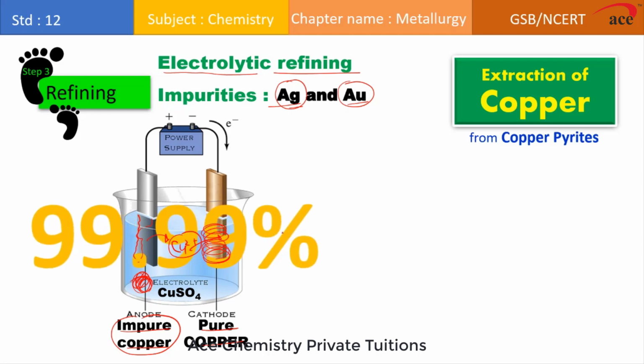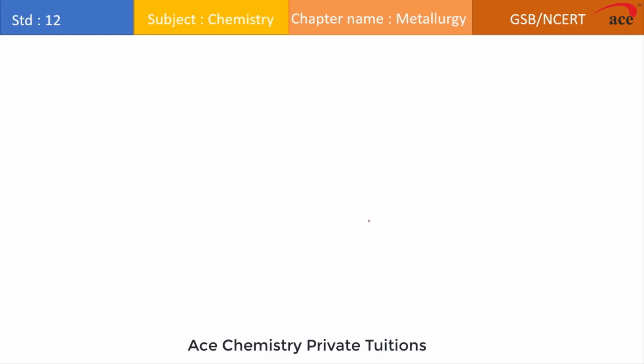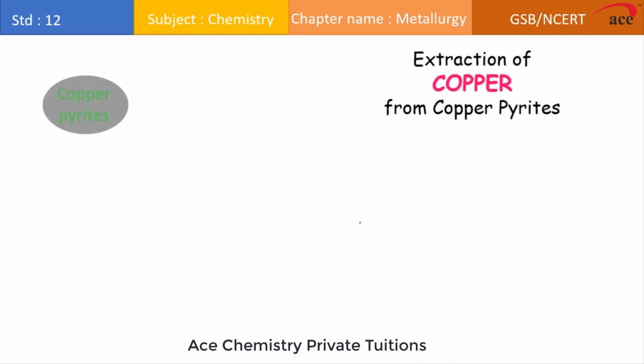99.99% of the copper metal is obtained by this process, that is electrolytic refining. So this is how we extract copper metal from its minerals. In order to remember this, we can use this flow chart, student.